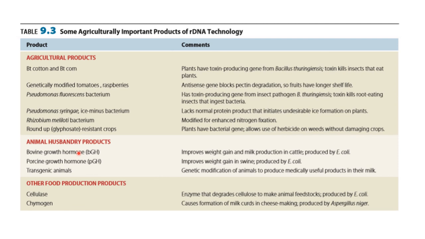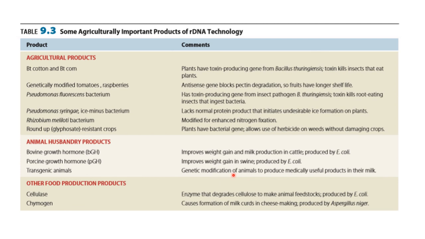Bovine growth hormone in animal husbandry, porcine growth hormone and transgenic animals. Bovine growth hormone improves the weight gain and the milk production in cattle, produced by E. coli. Porcine growth hormone improves the weight gain in swine, produced by E. coli. Genetic modification of the animals to produce medically useful products in their milk.